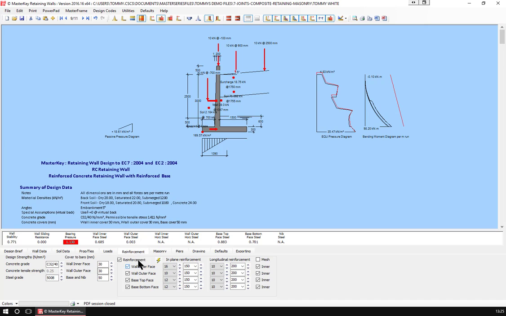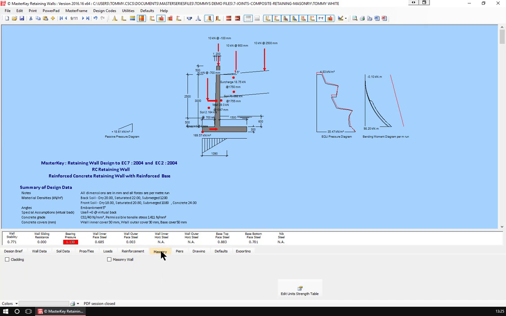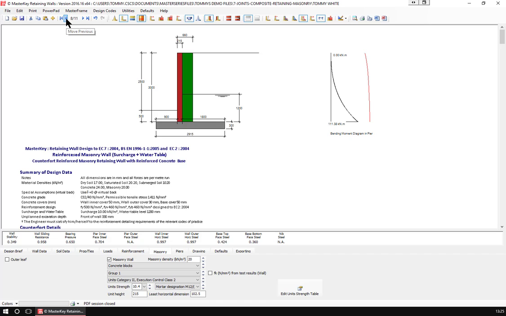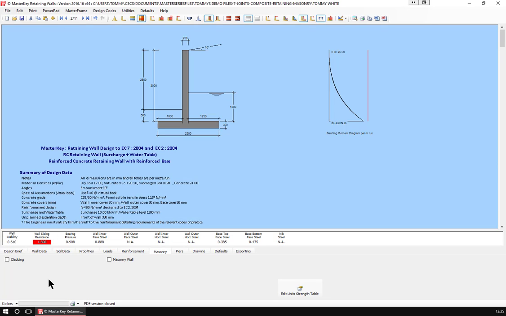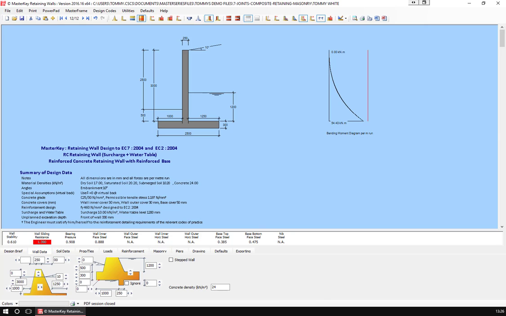Now, I am up to here. Let us go and look at masonry, and what I'm going to do is come back to the very start, to probably that second one, and copy that as a brief 12. And now I'm going to say I want to make this into a cavity wall.